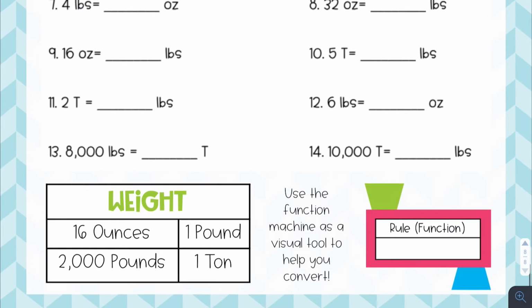Alright, if you've done that, I'm now going to do several practice problems with you for converting different units of weight. So you have the conversion chart here. So 16 ounces is the same as 1 pound, and 2,000 pounds is the same as 1 ton. I've also put the function machine on here for you to try and use as a visual tool. So whatever goes in, so if we had 1 pound go in, we would have 16 ounces come out, and the rule would be times 16.